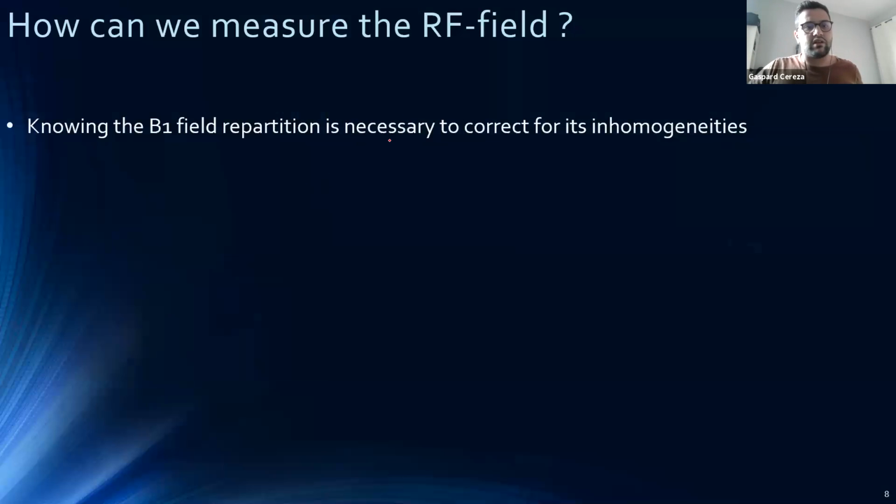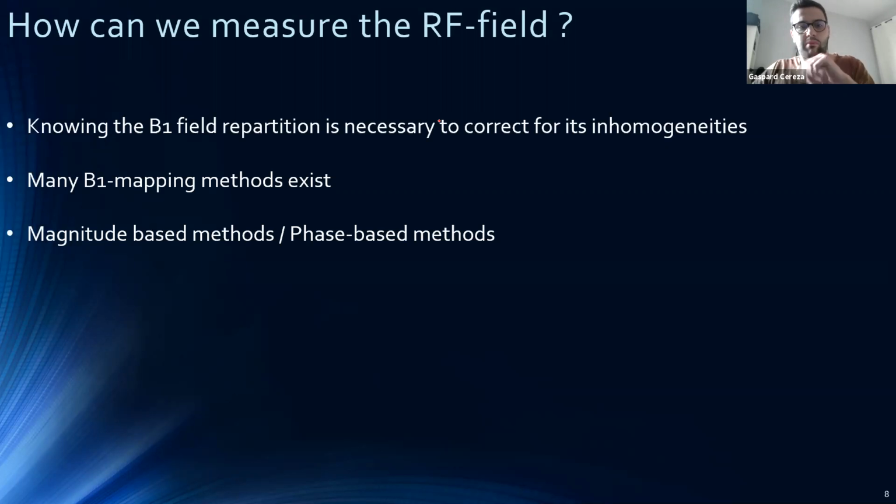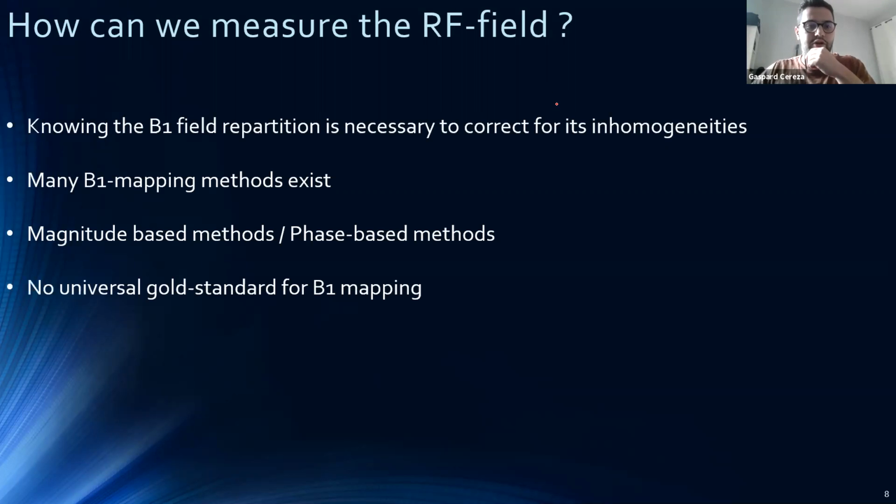So the distribution of the B1 field will be useful when we try to homogenize it, because we will have to compensate for the different inhomogeneities that we can observe. So far, many B1 mapping methods have been developed. They can all be classified as either magnitude-based methods or phase-based methods. I will come back to what that means later.